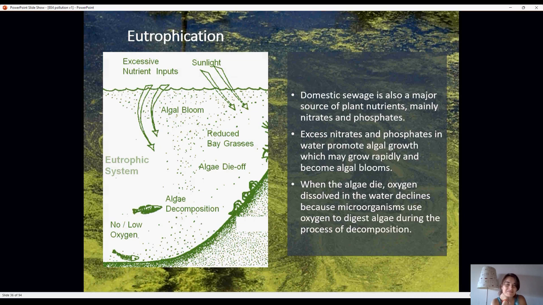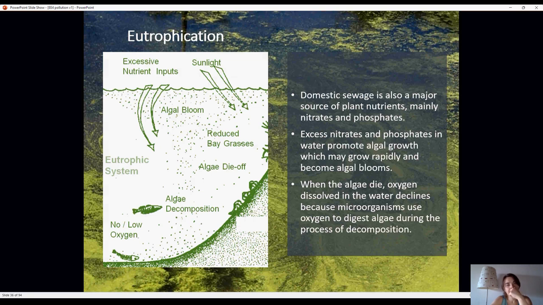So let me just move on to one of the classic examples of problems with inappropriate management of domestic sewage: eutrophication. Eutrophication actually happens naturally, but in the natural cycle it's a very slow process. And it's interesting because, again, we have this idea of life cycles for people and animals, but even a pond or a river or a lake has a life cycle. And eutrophication typically happens towards the end of the life cycle of a watercourse.